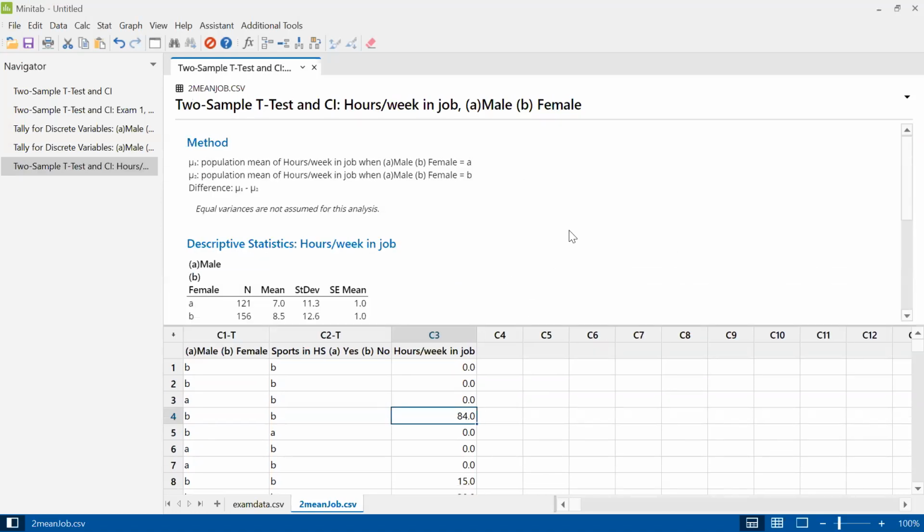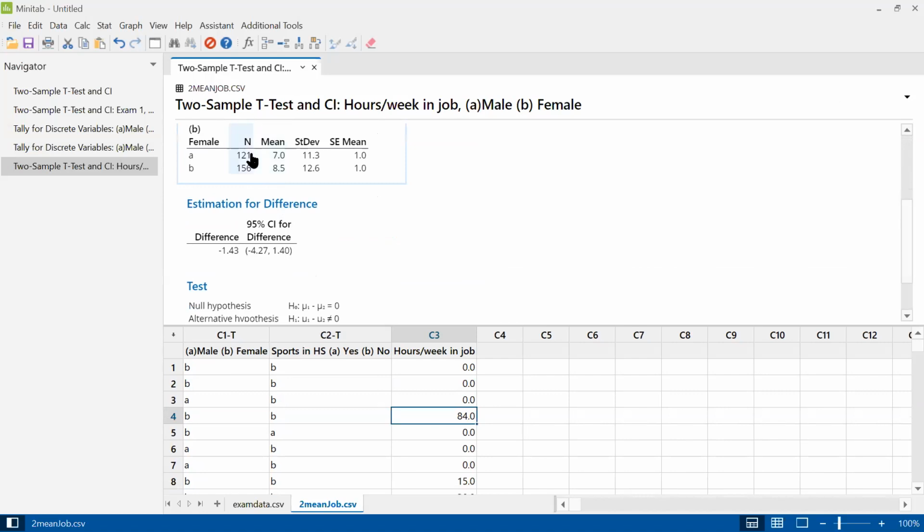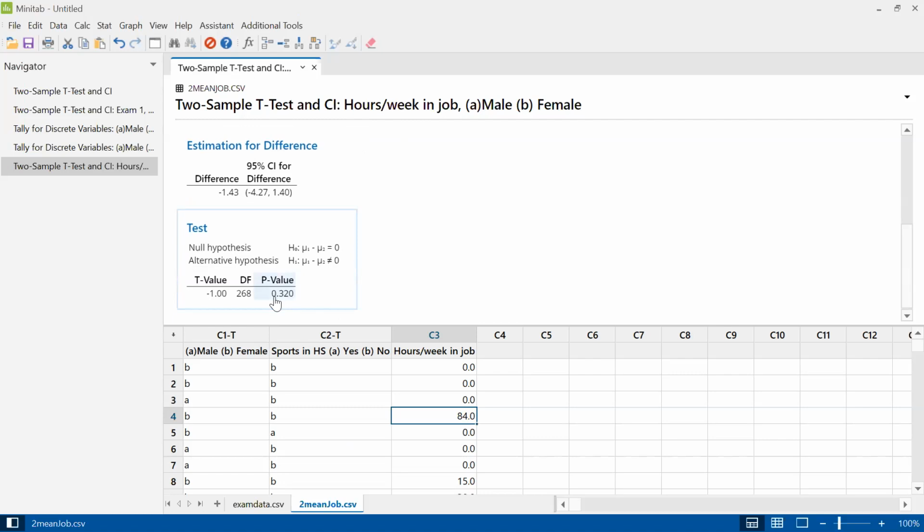All right. So it looks like we had 121 male, 156 female. The mean for the males was a little bit lower. It was 7 for the males and 8.5 for the females. That was not enough lower to get a statistically significant difference. Our p-value was 0.32. So for male versus female, the p-value is equal to 0.32.